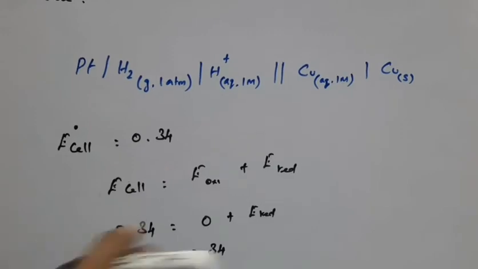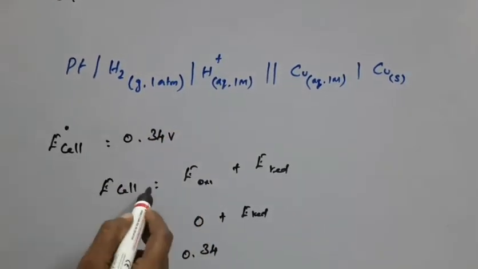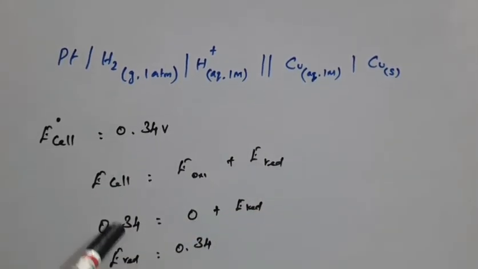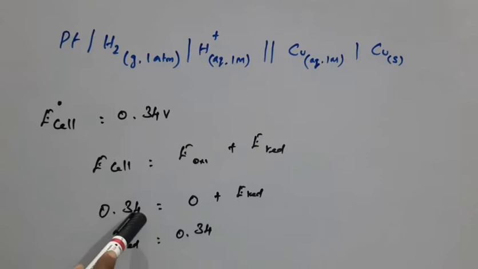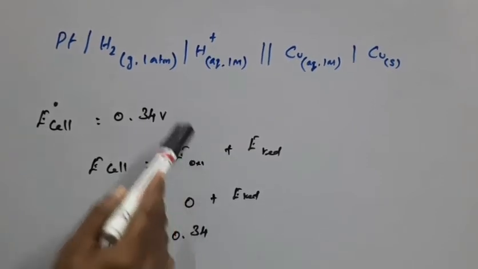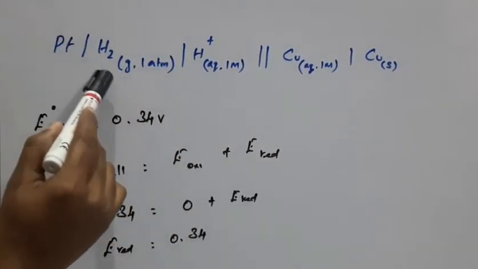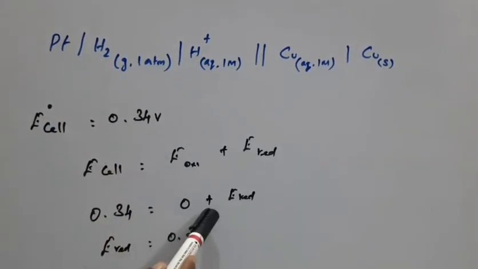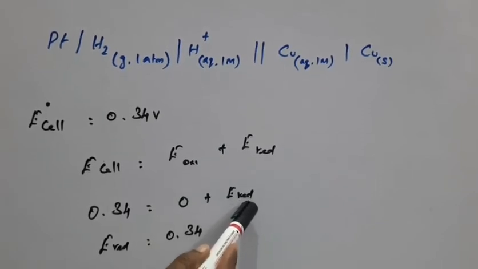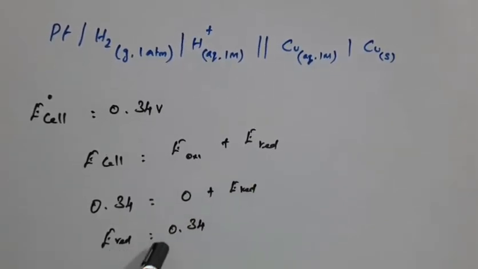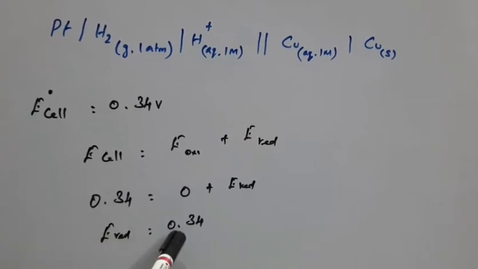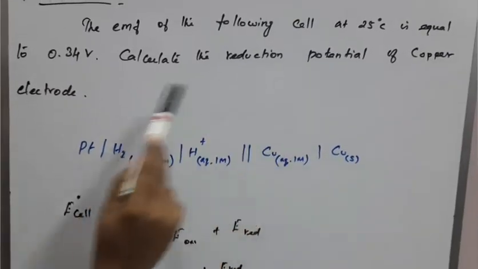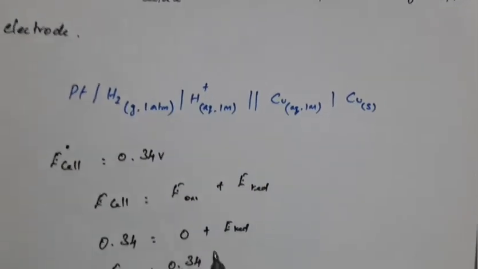The E cell value is given as 0.34 volt. So E cell equals E oxidation plus E reduction. Then 0.34 volt equals the oxidation term, the reference electrode, whose known potential value is 0, plus E reduction, which we are going to measure. So E reduction equals 0.34. So the electrode reduction potential of the copper electrode is 0.34 volt.